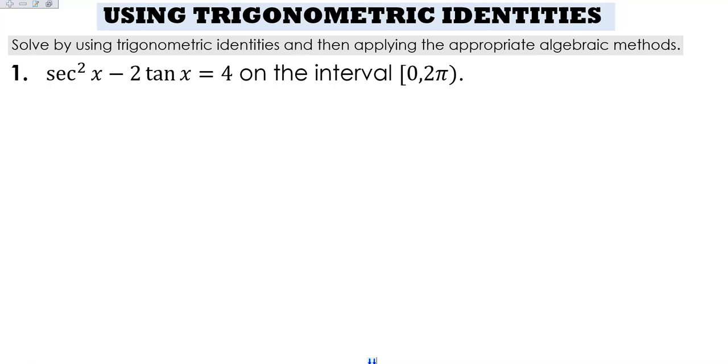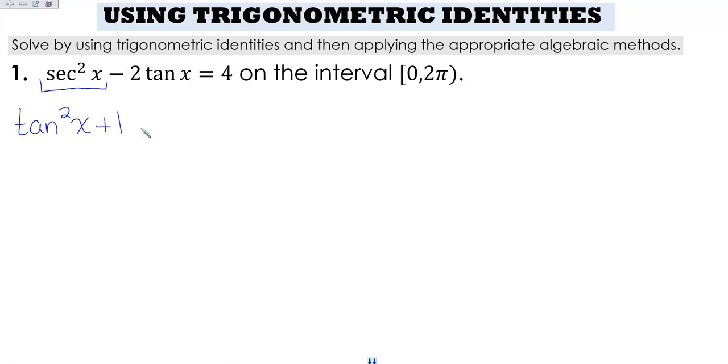But what I should remember is that I have Pythagorean identities. And in one equation, I have both secant squared and tangent. So anytime you see a secant squared or a tangent squared in the same equation, then we want to look at trying to replace one of those squareds with an identity, so that way we can have all one trig function. So what I'm going to do is I'm going to take this secant squared and I'm going to replace it with the tangent squared of x plus 1.